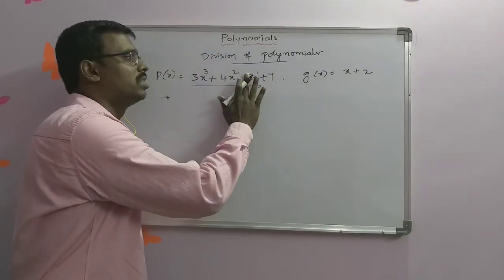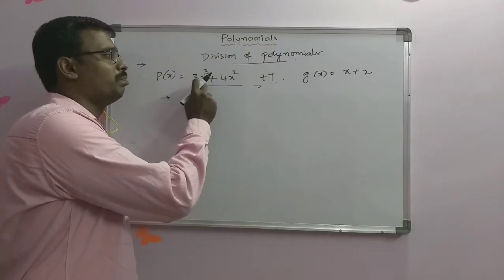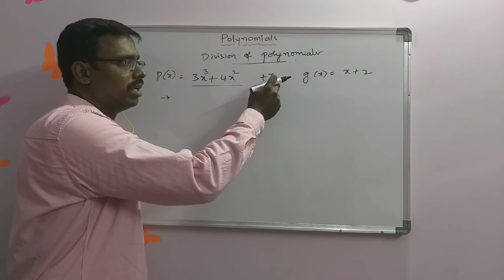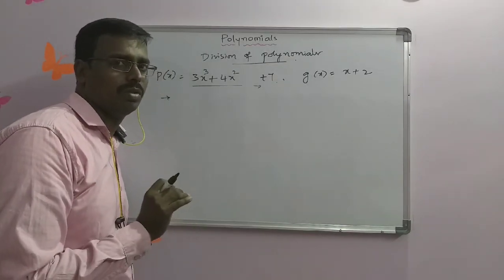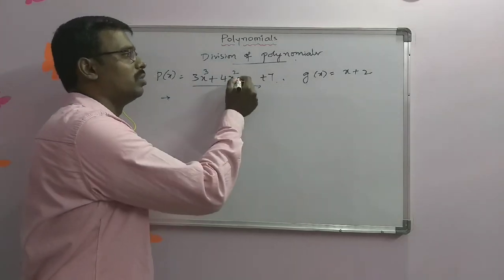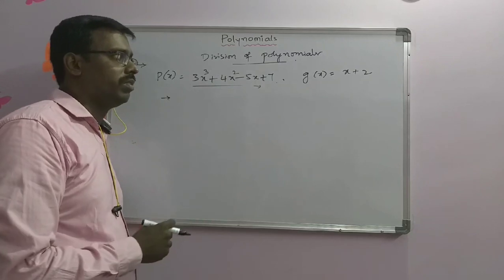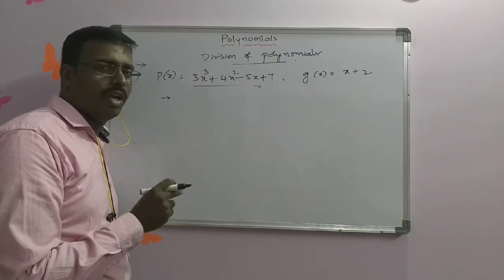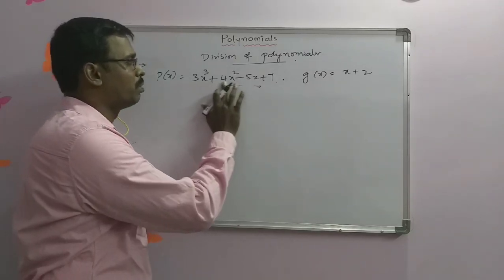Suppose this term is not given to you. Then you can see power 3 is there, power 2 is there, power 1 is missing, power 0 is there. Whenever any term is missing, you are supposed to take 0 in place of that. We'll talk about that later. Here I gave minus 5x. Then, if you begin the division, where to stop the division? We will see that. Let us go for the division and its process.